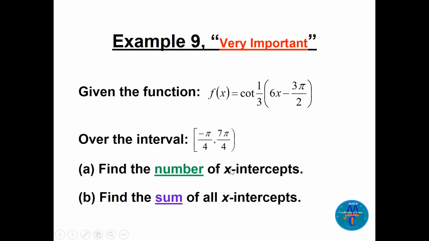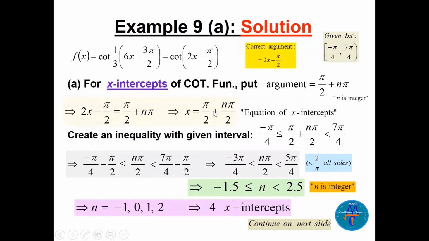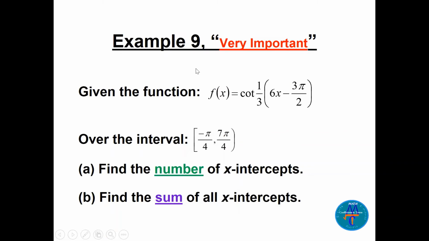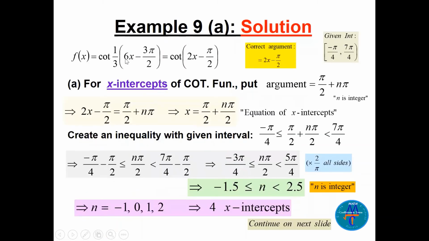So for the x-intercept, we put y is equal to 0. Remember here we have to find, see this is 1 over 3 times 6x minus 3 pi over 2. Multiply the 1 over 3 inside the bracket, you will get 2x minus pi over 2, this is the correct argument, and this is the interval closed and open.